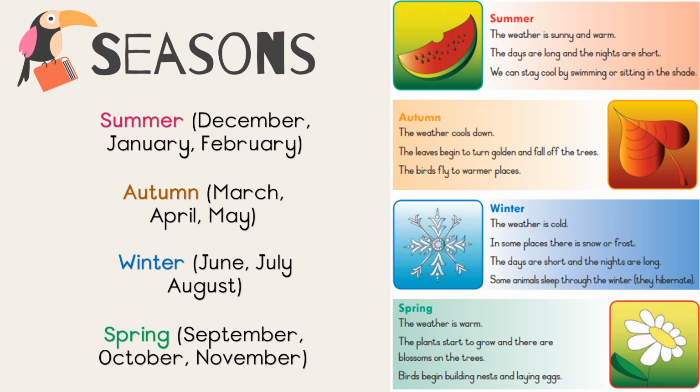In winter, the weather is cold. In some places, there is snow or frost. The days are short and the nights are long. Some animals sleep through the winter, which means they hibernate. In spring, the weather is warm. The plants start to grow and there are blossoms on the trees. Birds begin building nests and laying eggs.